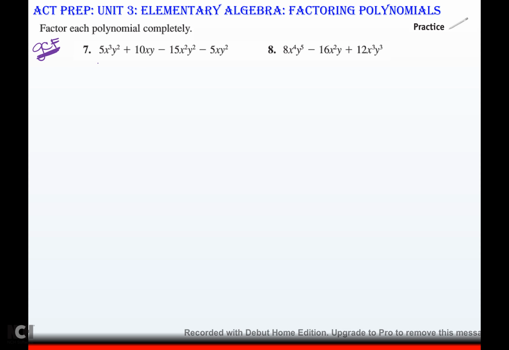Alright, so I'm looking for a GCF. I can tell it's 5. Okay, the smallest exponent of an x is going to be an x to the first. The smallest exponent on any y is y to the first. So my GCF is 5xy. To get what's left, I'm going to divide by 5xy.